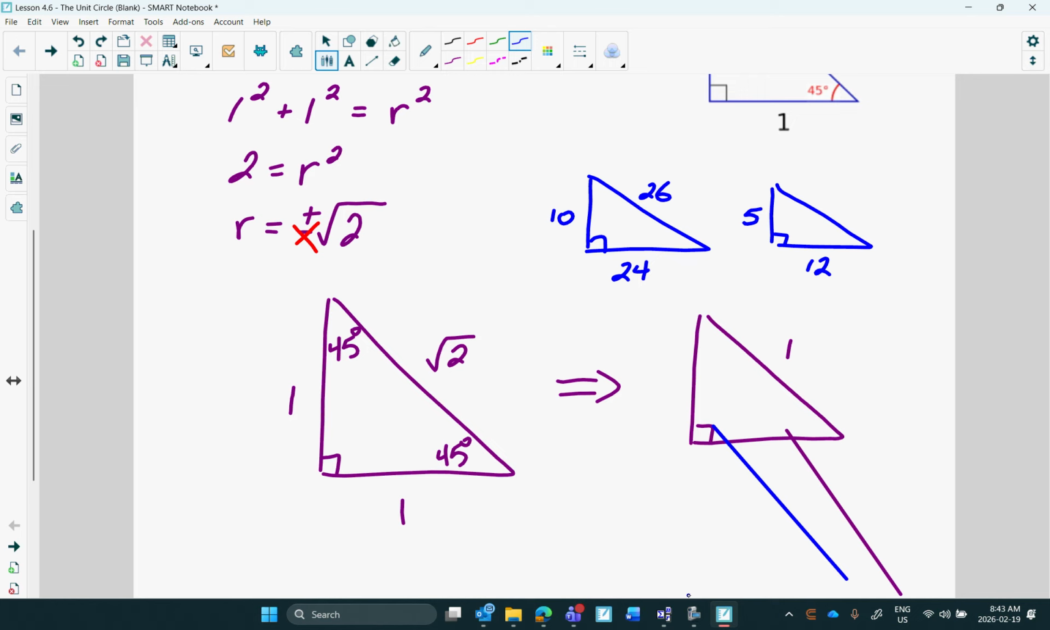And I want to take this and proportionally shrink it to this. What's the hypotenuse? How'd you get that? You divide by 2, right? Get the idea?